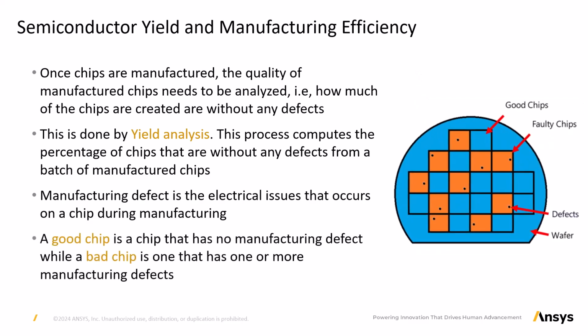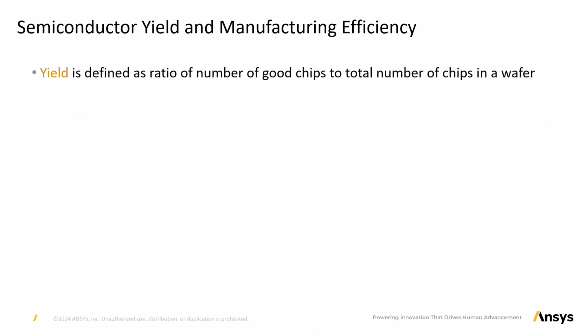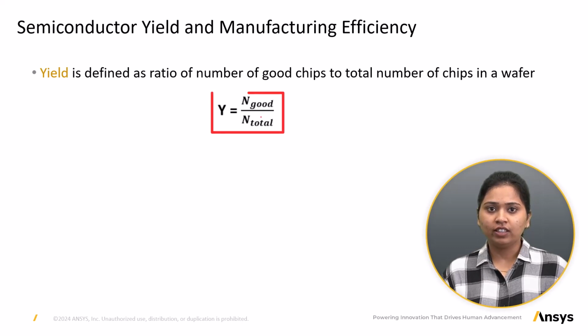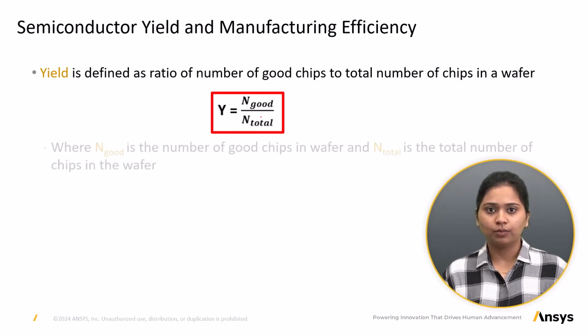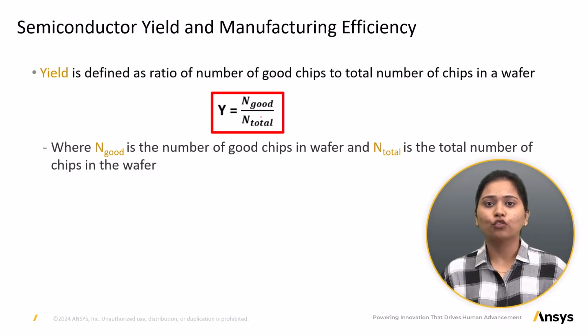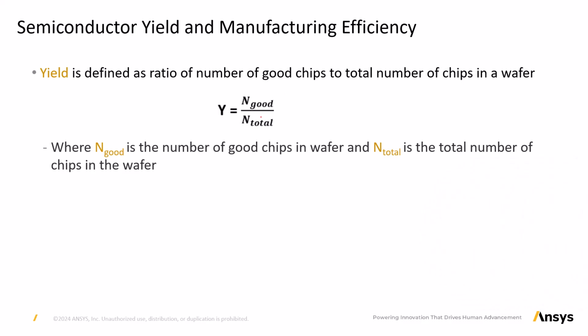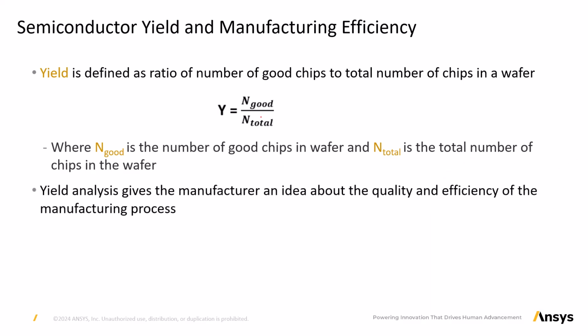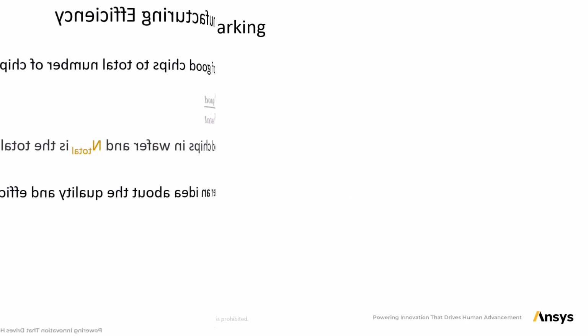We consider a chip as good if it has no manufacturing defects. A chip is considered bad when there are one or more manufacturing defects in it. Yield is defined as the ratio of the number of good chips to the total number of chips in a wafer. The formula for yield is N_good / N_total, where N_good is the number of good chips in the wafer and N_total is the total number of chips in the wafer. Yield analysis helps the foundry to understand the quality and efficiency of the manufacturing process.